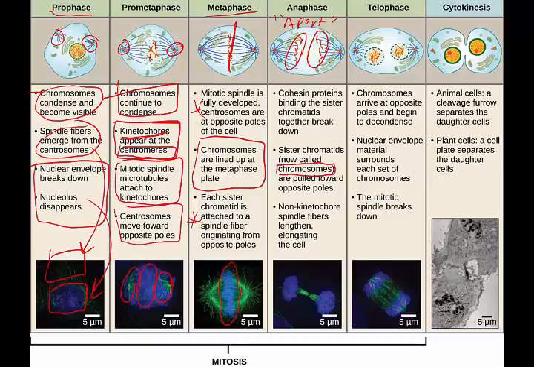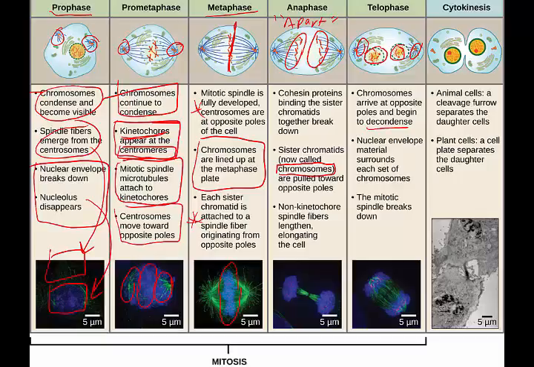Next, we have telophase. So telophase is actually sort of the end of mitosis. So we start to see the nuclear envelope come back. That's a major difference between anaphase and telophase. So we see the nuclear envelope come back. We also see reduction of the spindle fibers. And we also start to see the chromosomes decondense, so they become less compact.